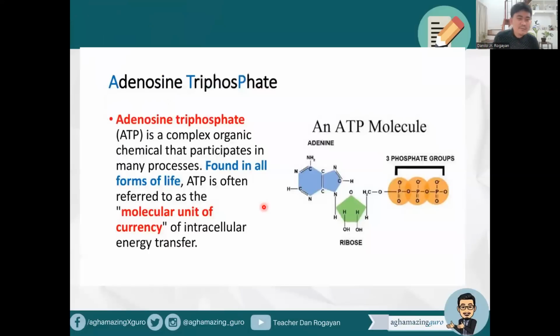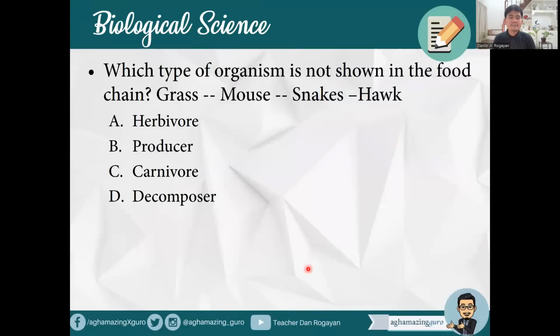So that's ATP, though. We call it the molecular unit of currency or the energy currency of the cells. Pag nakita sa board exam, energy currency or molecular unit of currency. So found in all forms of life, the complex organic chemical that participates in many processes and is part of intracellular energy transfer. Okay? So next, which type of organism is not shown in the food chain? Grass, mouse, snakes, hawk. A, herbivore. B, producer. C, carnivore. D, decomposer.